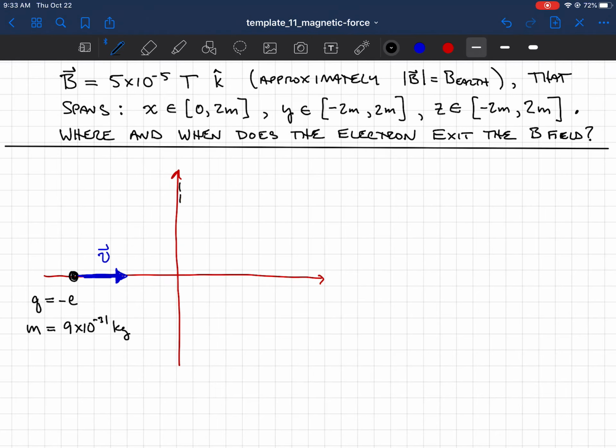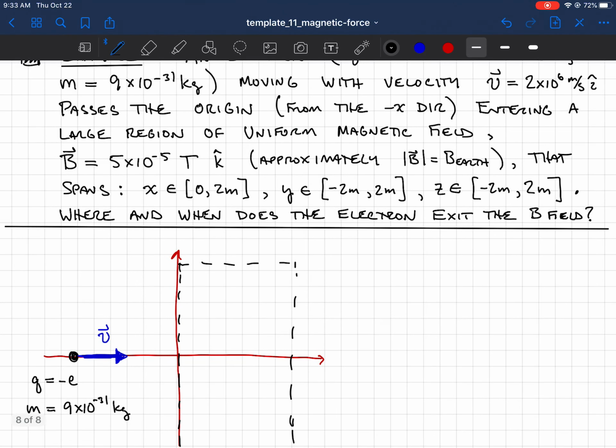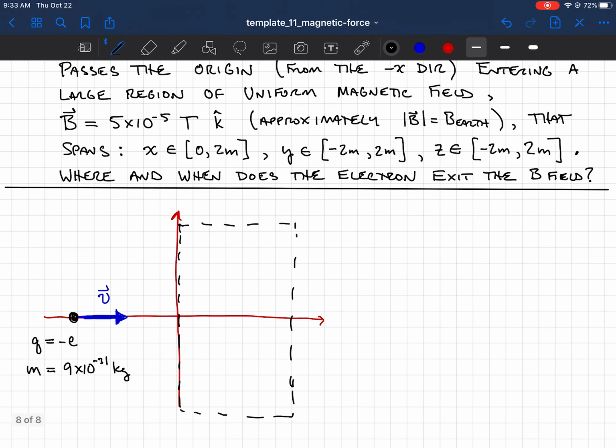And then it enters a region of magnetic field. So we're told that there's a magnetic field sort of in this region here. And we're told that the magnetic field points in the k hat direction. So k hat would be, if this is x and y, k hat is out of the page. So we'll draw a magnetic field that points out of the page.